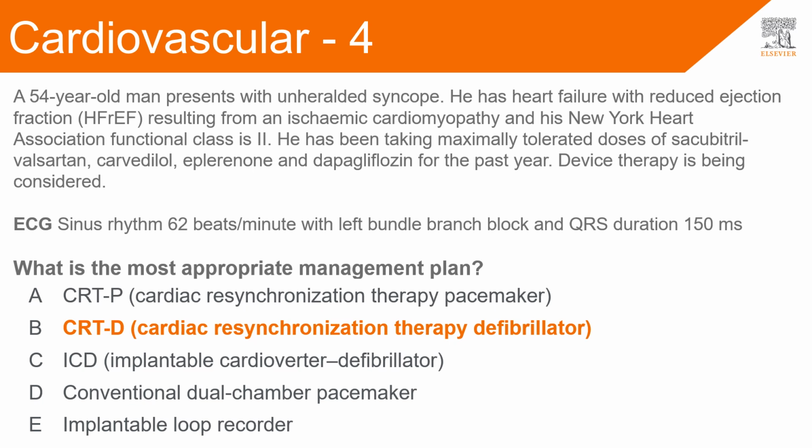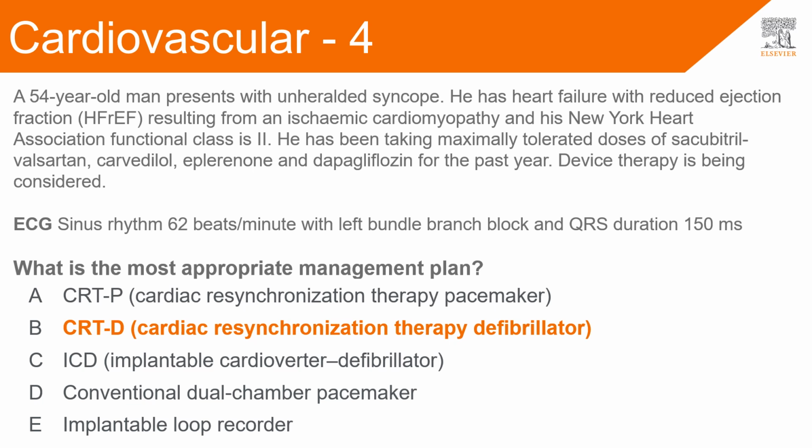Now, why? This patient has got a history of ischemic cardiomyopathy. That's resulted in reduced left ventricular ejection fraction. That's reduced symptomatically in terms of class 2 symptoms in NYHA. And also we know from the ECG he's got left bundle branch block. We know he's got QRS greater than 120 milliseconds. These are all indications for CRTD because it will reduce mortality and prevent sudden cardiac death from these ventricular arrhythmias. And also this history of unheralded syncope suggests a potential arrhythmic event, so reinforcing the need for a defibrillator.